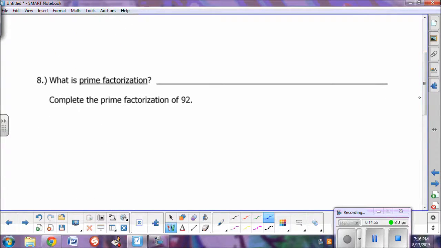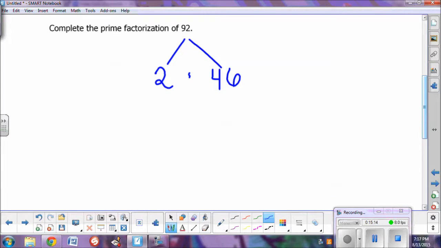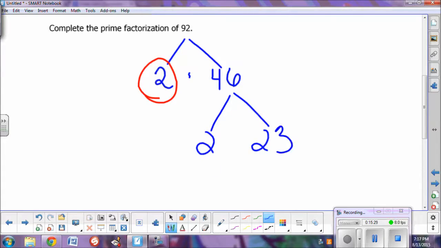What is prime factorization? Okay, prime factorization. So let's look at an example here of 92. Prime factorization, we're going to do a little factor tree. And I don't know, the one that comes to my mind is 2 times 46 gives me 92. Well, 2 is a prime number. Okay? You can only think of 1 times 2 as factors of 2, but I got to keep going with that 46. So 46 is 2 times 23.